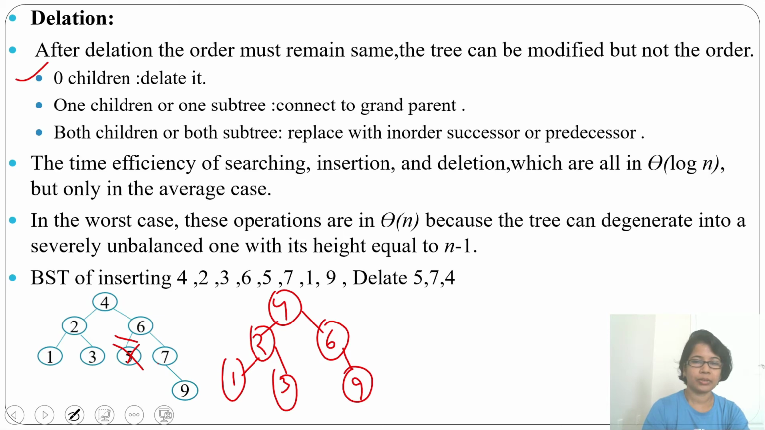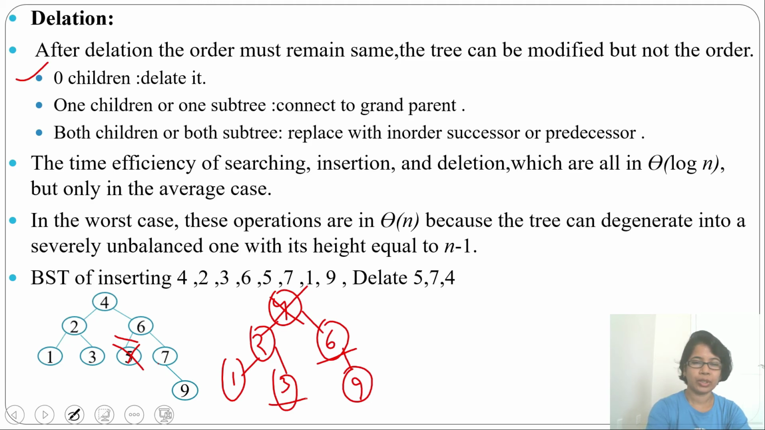Suppose now you want to delete 4. Because this has both children, a left child and a right child, or you can say both subtrees, there are two cases: either you can replace with the in-order successor or the in-order predecessor. The in-order successor is 6. Either you can replace 4 with 6, or with the in-order predecessor, which is 3. In both ways we can do it. I'm explaining both ways and you can follow one.